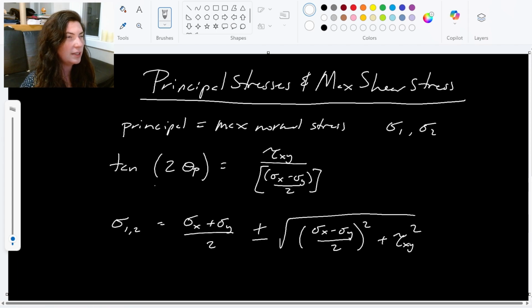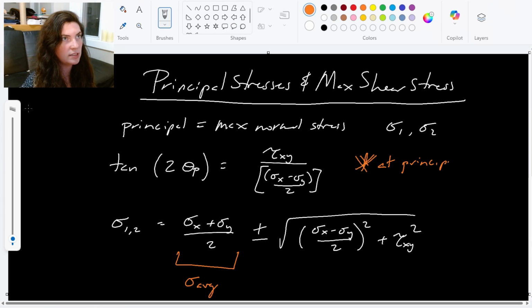Something that's really helpful to notice about this equation is that this portion of the equation is actually the average. Right, all you're doing is adding 2 things together and dividing by 2. That gives you the average normal stress. And this whole equation gives us the maximums. So at principal stresses, I'm going to star this because this is important. At our principal stresses, your normal stress is maximized.